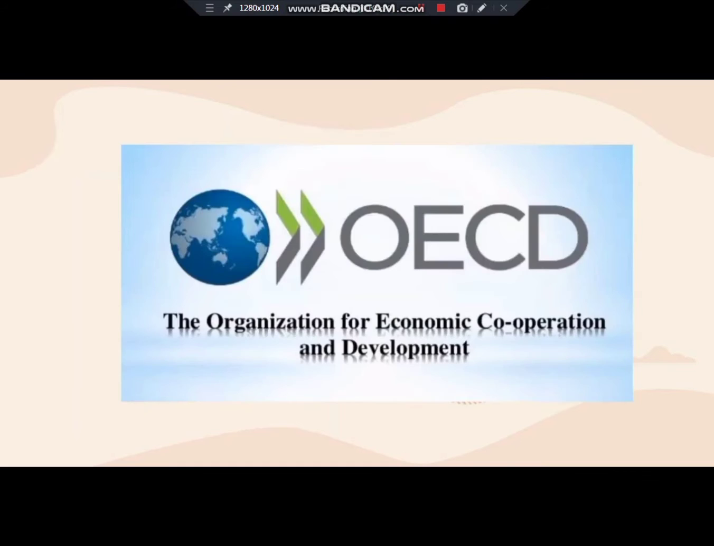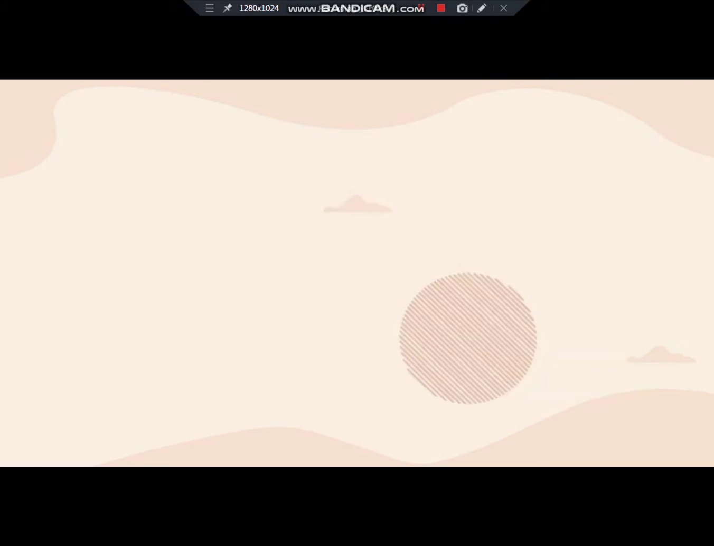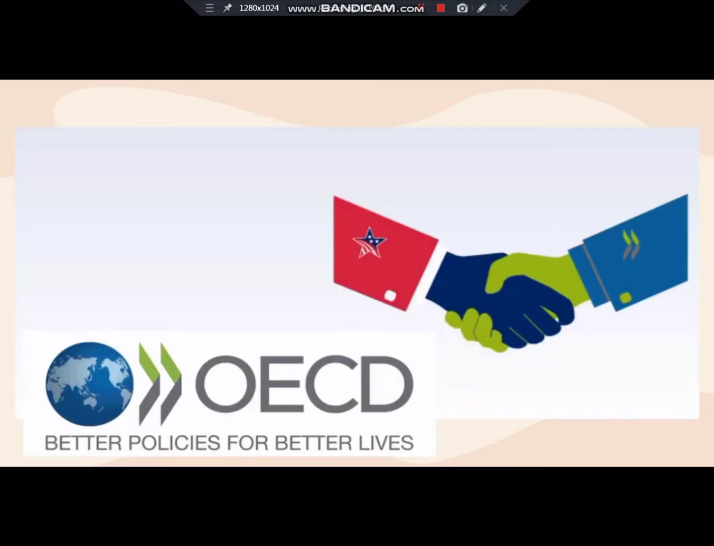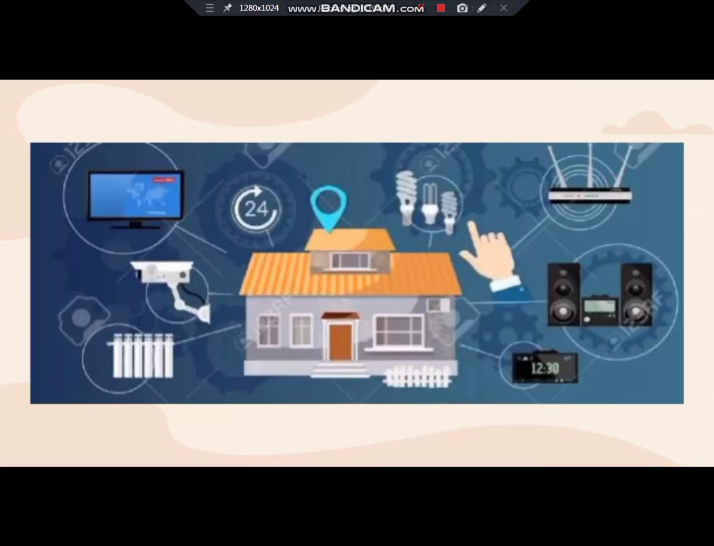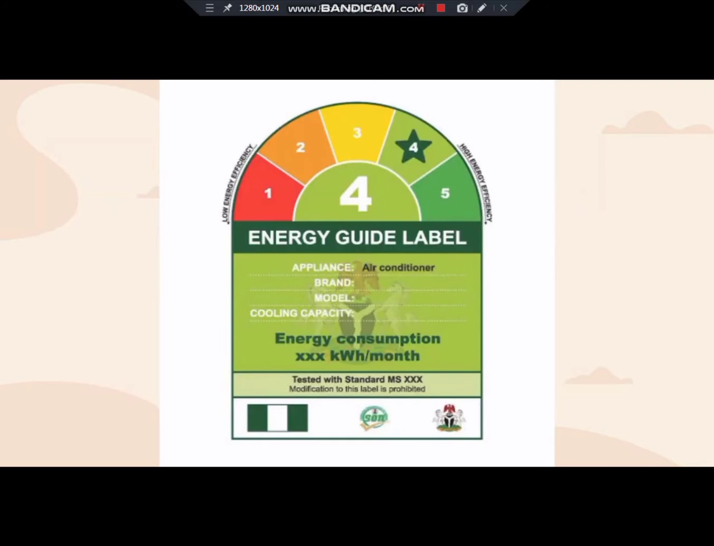The Organization for Economic Cooperation and Development is an international organization that works to build better policies for better lives. They are working with different governments and companies to encourage the adoption of sustainable consumption. Mandatory government actions to promote sustainable consumption have been developed. Manufacturers of household products are nowadays required to conform to energy efficiency standards and labels.